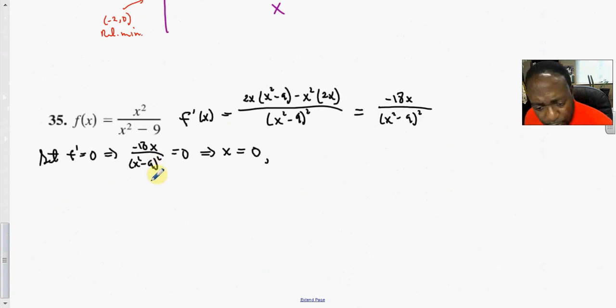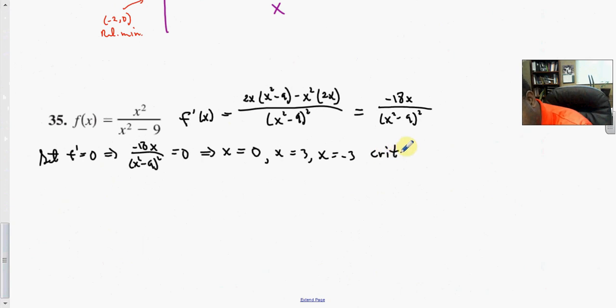And we also have two other critical points, and that is when x is equal to plus or minus 3, because it's discontinuous in our denominator at plus or minus 3. So x equal to 3 and x equal to negative 3 are our critical points.